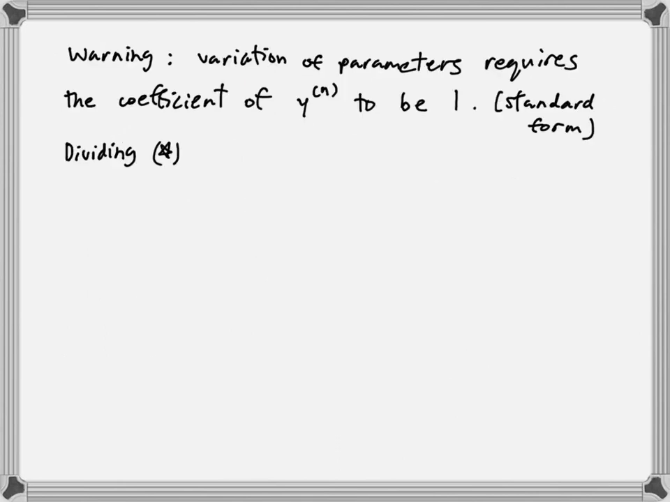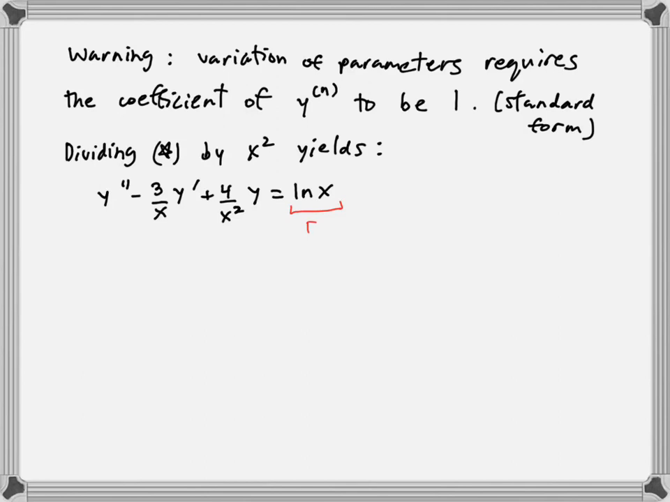So dividing through by x squared yields the following: y'' - (3/x) y' + (4/x²) y = ln x. Okay? And now it should be clear that this is our f(x), which is, by the way, easier than the f(x) we would have gotten had we not done this, right?